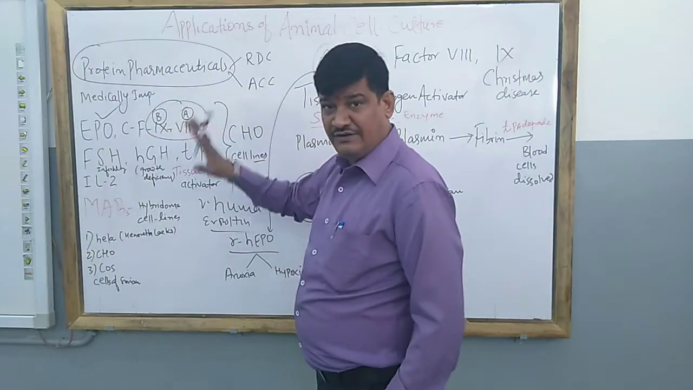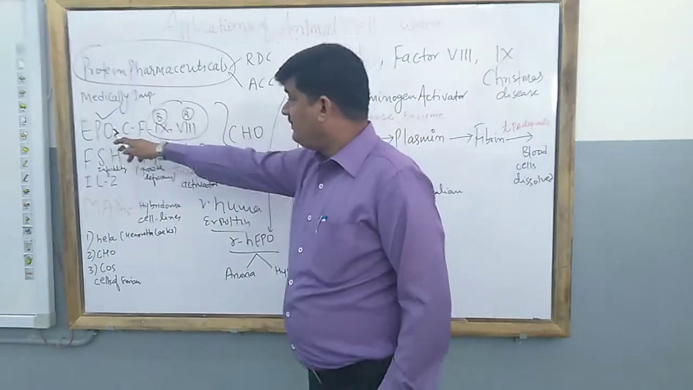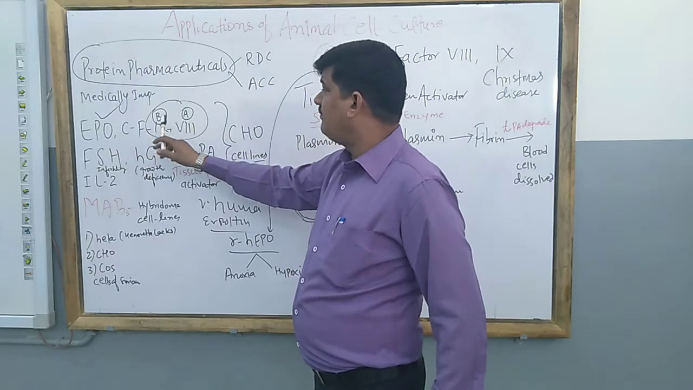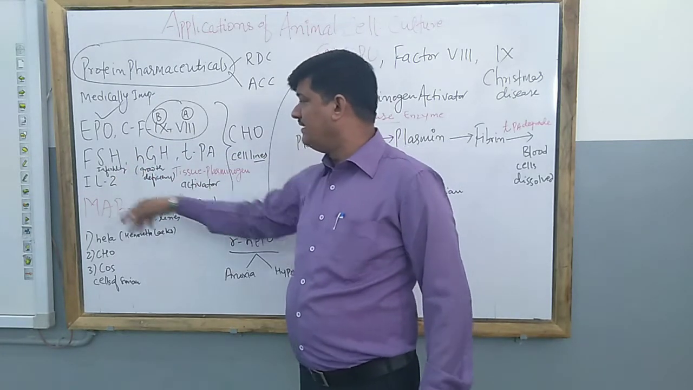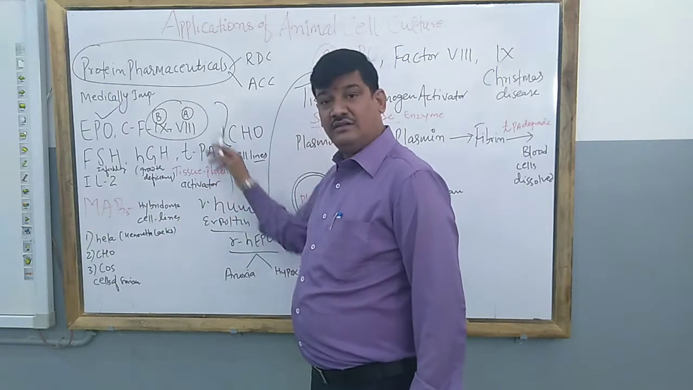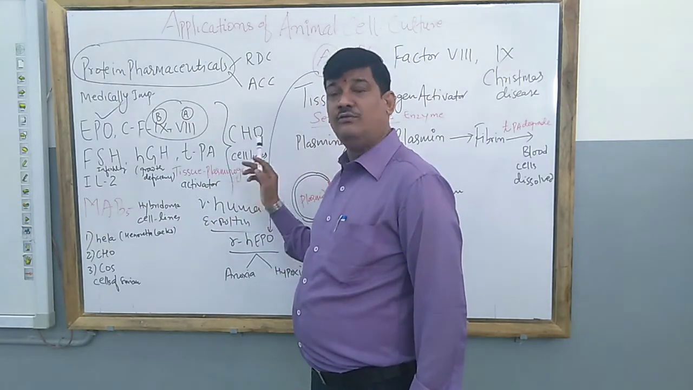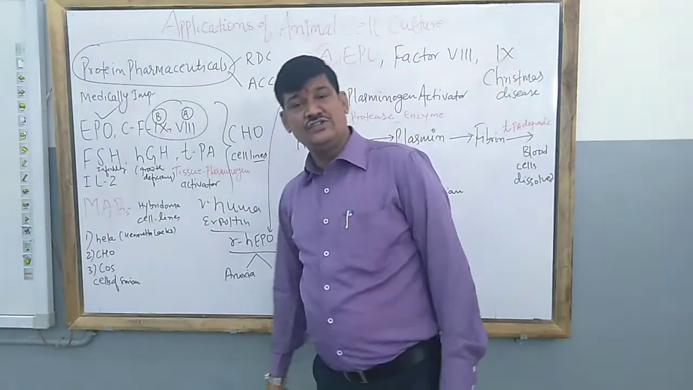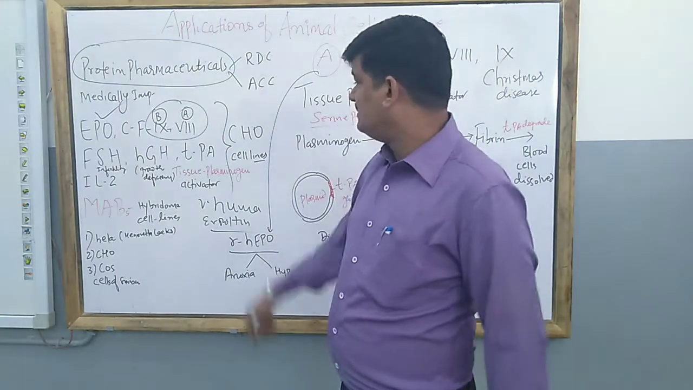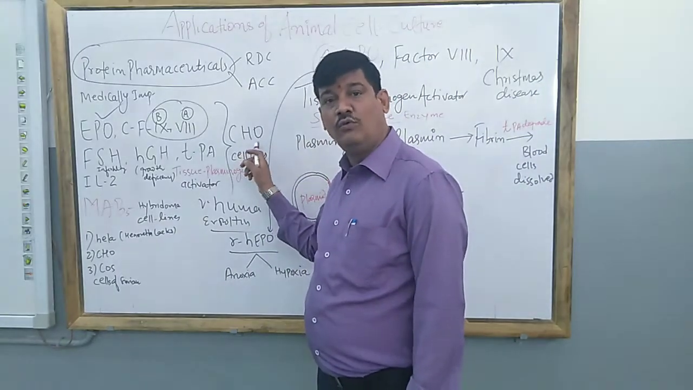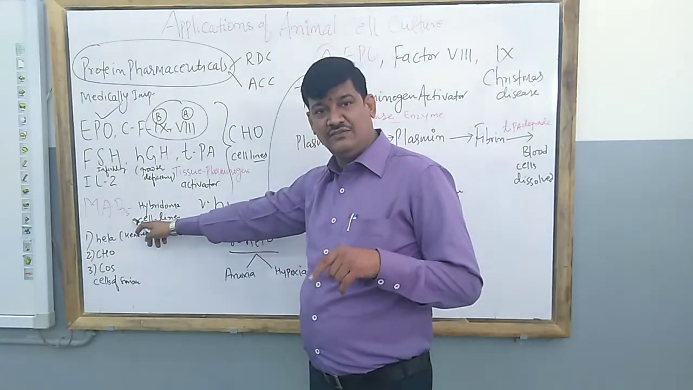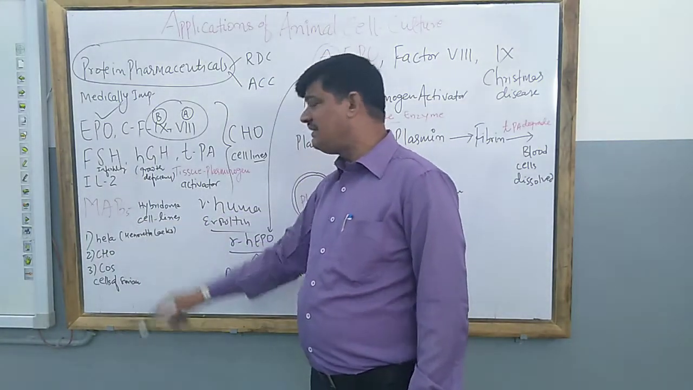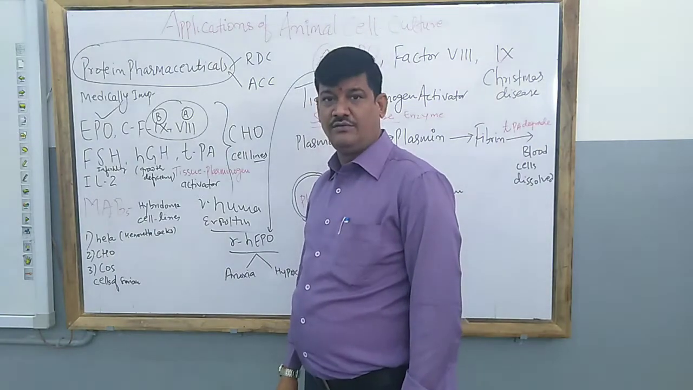So what are the different cell lines we are taking here? TPO, clotting factor 8, clotting factor 9, FSH, HGH, TPA, IL-2. These are developed using the CHO cell line, that is the Chinese hamster ovary cell line. And for MABs, what kind of cell lines are we using here? Hybridoma cell lines.